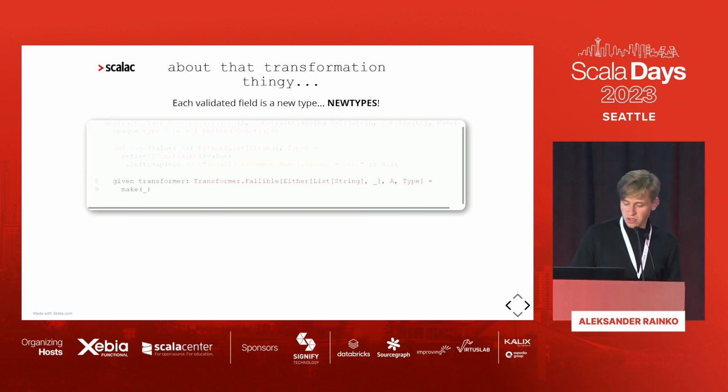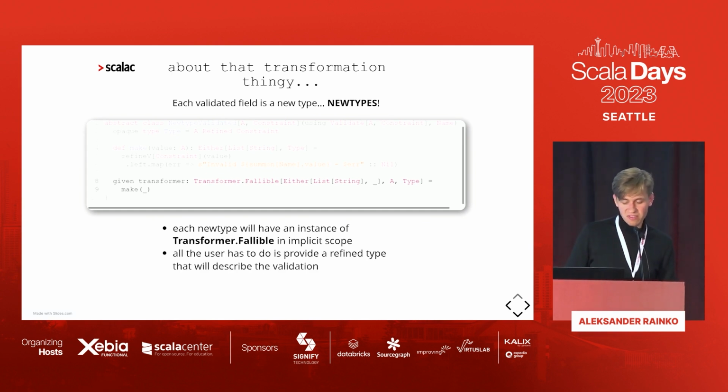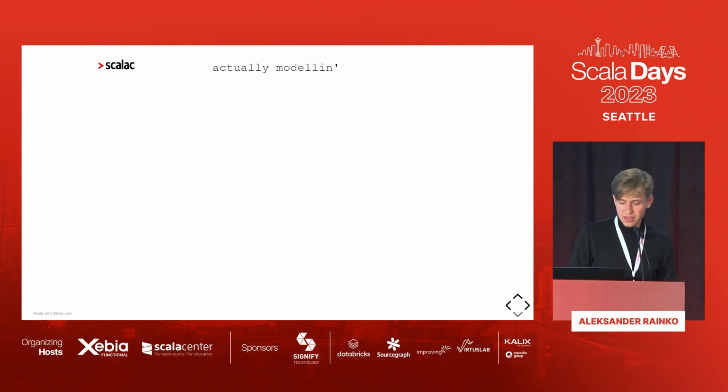So each new type will have an instance of a fallible transformer in scope for free. So all the user has to do is provide a refined type that will describe the validation. And then let's see what will actually happen if we actually try to use that pattern.